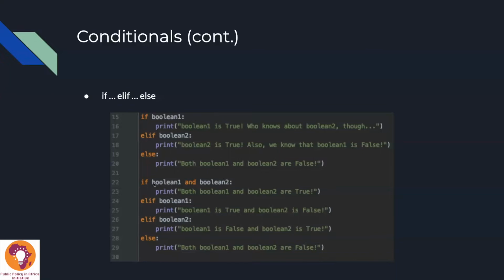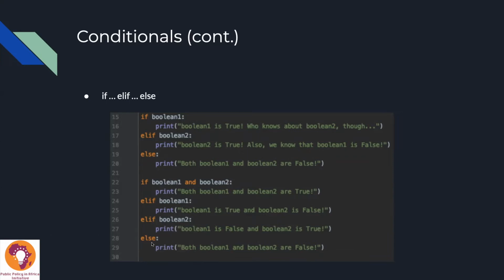So if this evaluates to false, so Boolean 1 and Boolean 2 evaluates to false, then we come to our elif on line 24, check Boolean 1. If Boolean 1 evaluates to false, then we come to line 26, check Boolean 2. If Boolean 2 evaluates to true, then we'll print out Boolean 1 is false and Boolean 2 is true, because we know from the above lines that weren't executed that Boolean 1 must be false and Boolean 2 is true if we end up printing what's on line 27.